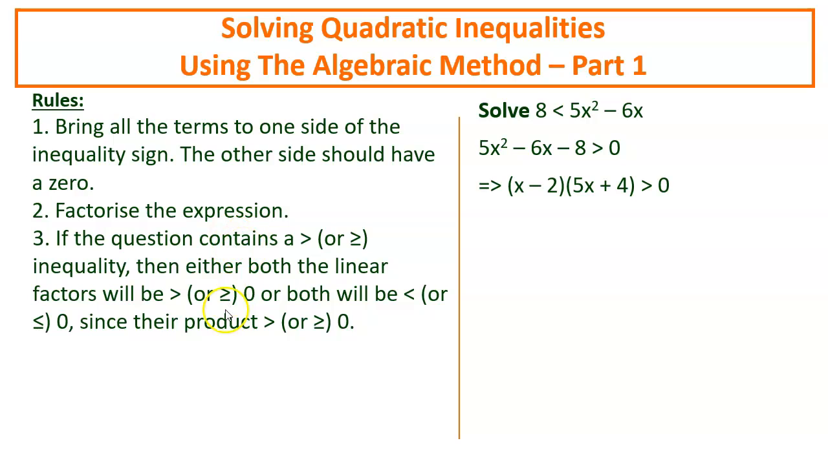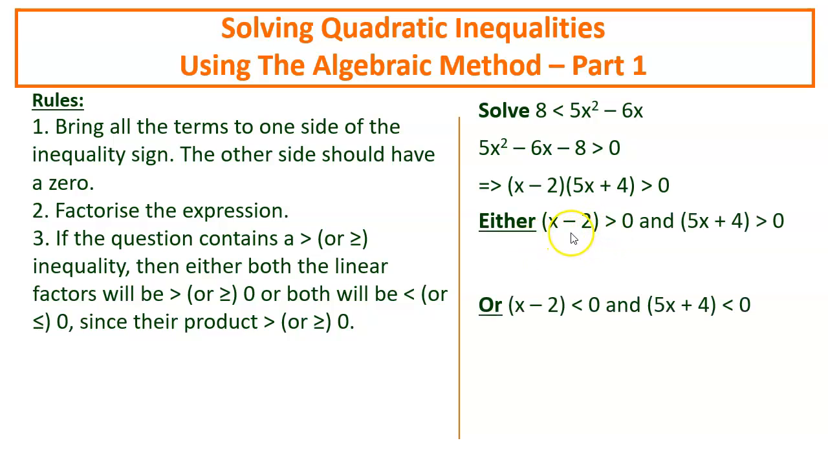That is what is said in this rule number 3. Either these two linear factors both will be greater than 0 or both will be less than 0. So either x minus 2 is greater than 0 and 5x plus 4 is greater than 0, or x minus 2 is less than 0 and 5x plus 4 is less than 0.